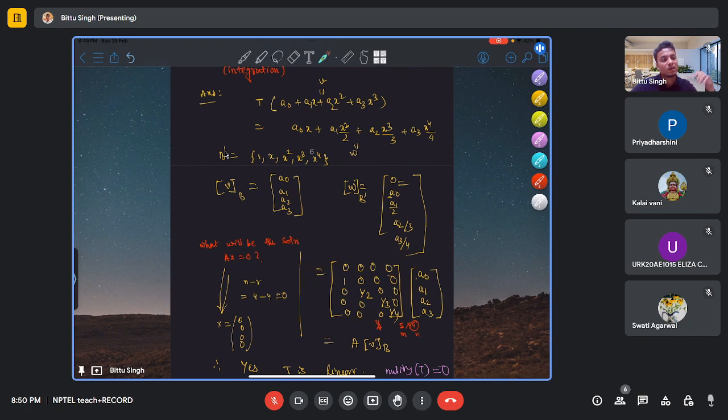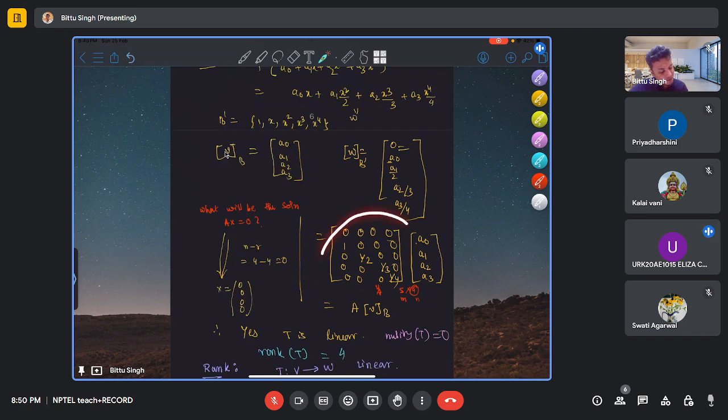So this is true for any finite dimensional vector space. Any linear transformation, you can write it as some m by n matrix. And the interesting thing is that the rank of this m by n matrix is actually the rank of the range. Okay, the rank of the linear transformation.